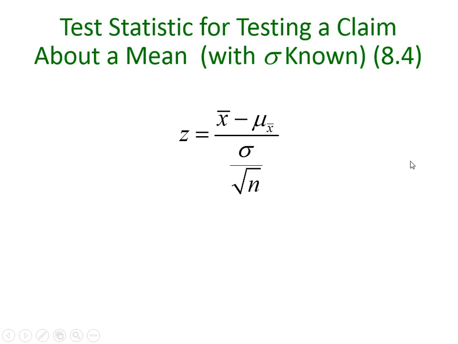If I solve it for z, then I would multiply both sides by the square root of n and divide by sigma. Notice we're taking the margin of error and dividing by sigma over the square root of n, which is doing that same thing. So it's just rearranging that same equation and solving it for our z. This gives me my test statistic, the part that's coming from my sample values.